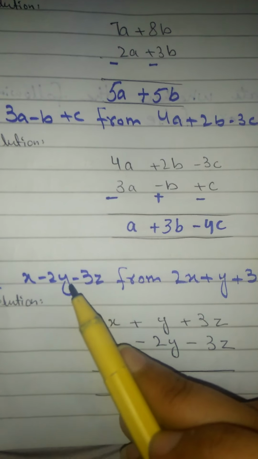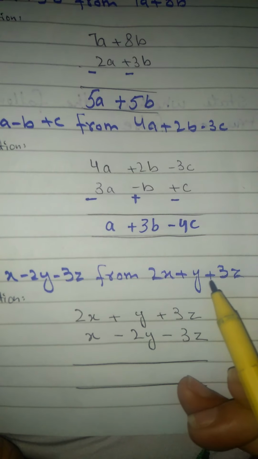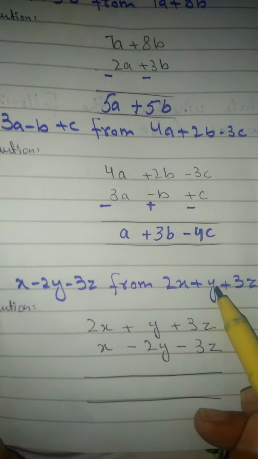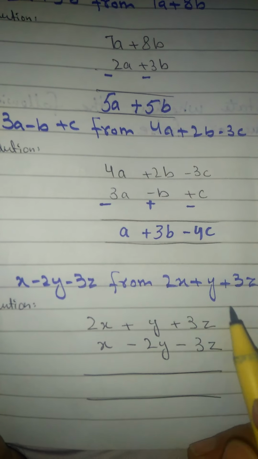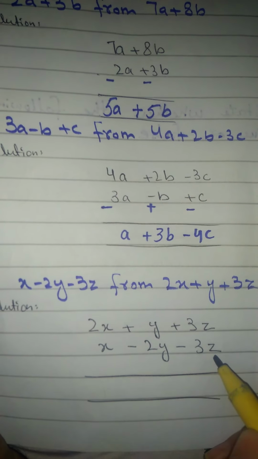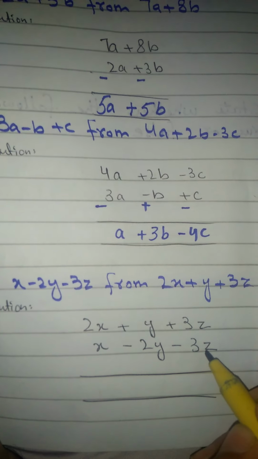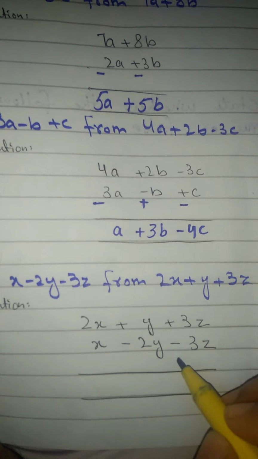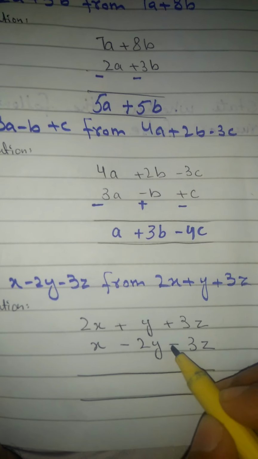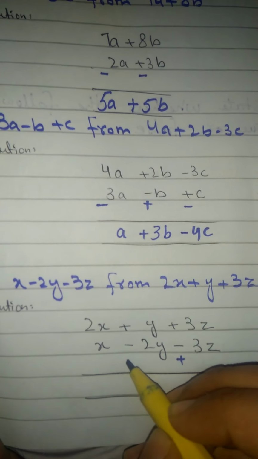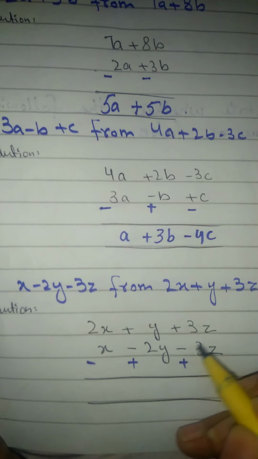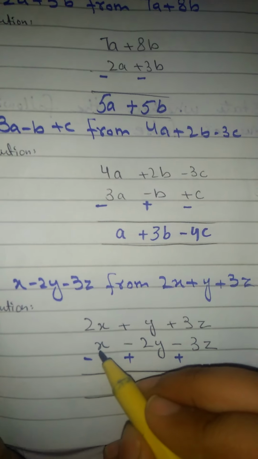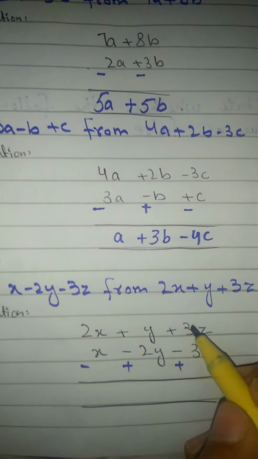In the next, subtract x minus 2y minus 3z from 2x plus y plus 3z. Take this as the first expression, and this as the second expression. Writing them vertically, now change the sign of each term of the second expression: change minus to plus, change minus to plus, and plus to minus. Now 3z has a plus sign, 2y has a plus sign, x has a minus sign.